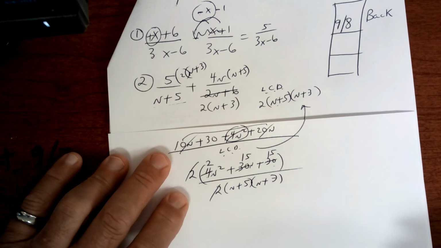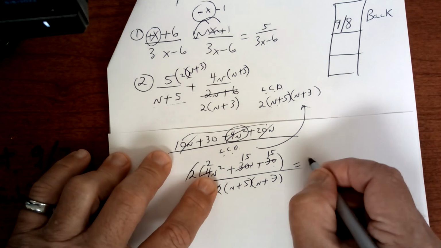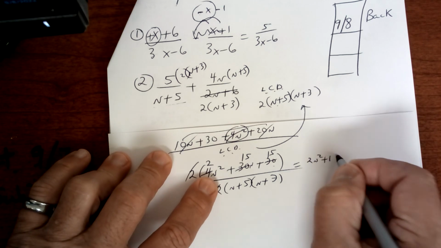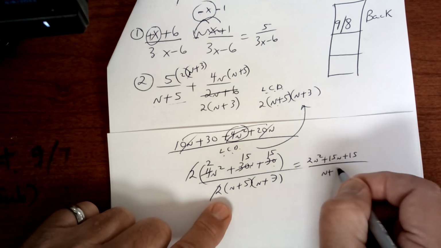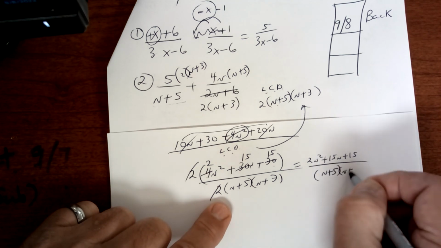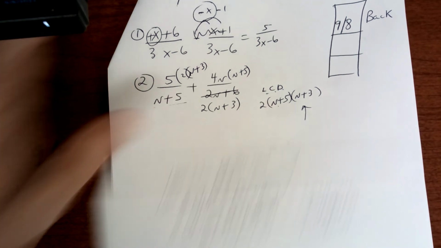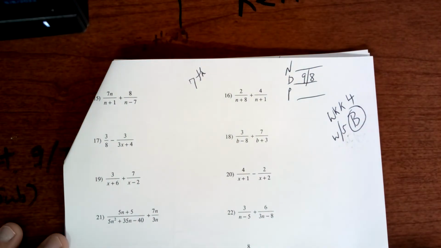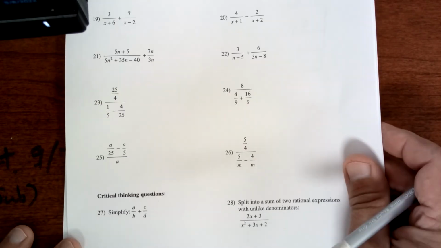So your final answer, and you'd have to rewrite it, would be 2n squared plus 15n plus 15 all over your least common denominator, which has now changed to this. There it is, and that's how you do it. Today you have a worksheet. Make sure you understand this. If you have questions, make sure you ask. Because tomorrow I'm moving on to complex fractions or the next chapter. All right, have a good morning.